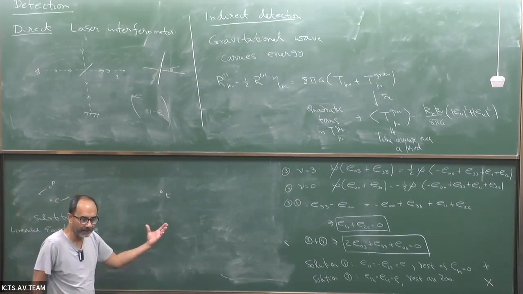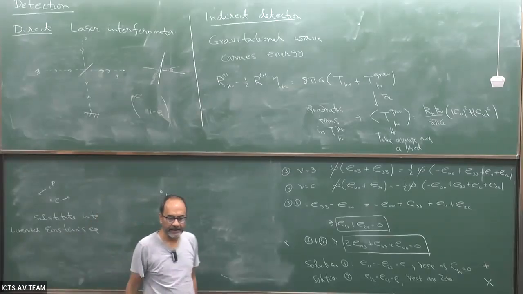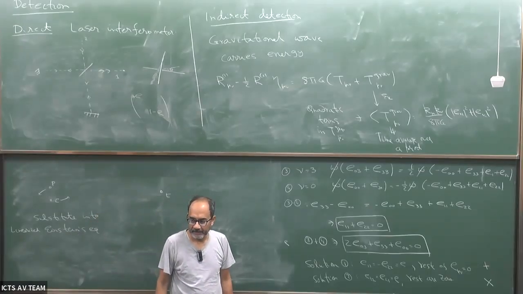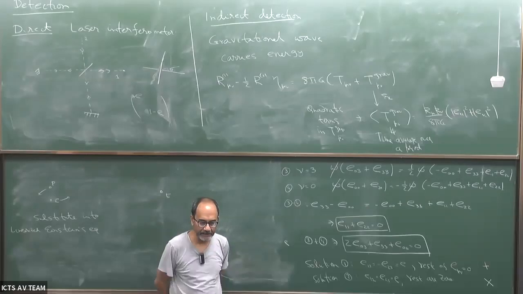And you find perfect agreement with what Einstein's theory predicts. Using Einstein's equation, you can figure out how much energy flux will be emitted. That tells us what is the rate at which the period will change. And you find that that exactly agrees with what you observe experimentally.